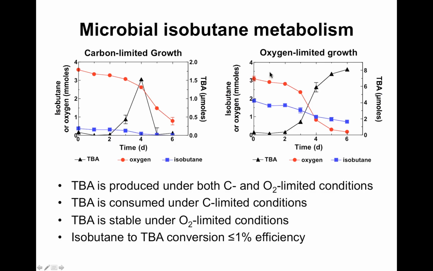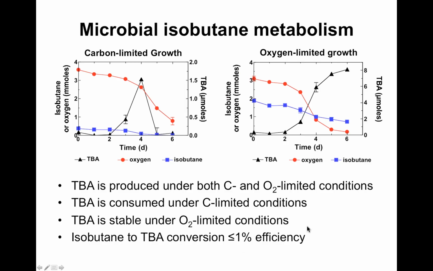If we now put more carbon in than oxygen, we see the same sort of process, but the end result is a little different. So here is the isobutane being consumed, here is the oxygen being consumed, but now the TBA that gets generated, we get a lot more of it, roughly 4 times the amount, and secondly, because the oxygen has now been consumed, that TBA is stable. And so when we look at this, we are looking at roughly a 1% efficiency in the conversion of isobutane through to tertiary butyl alcohol.